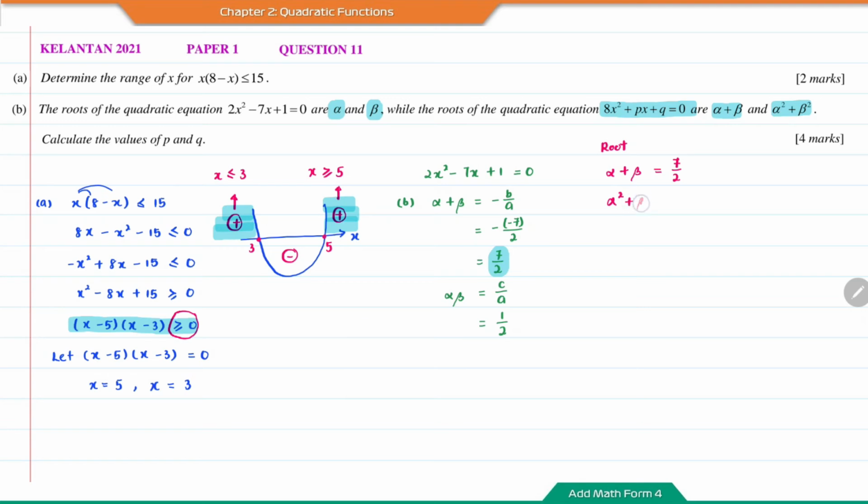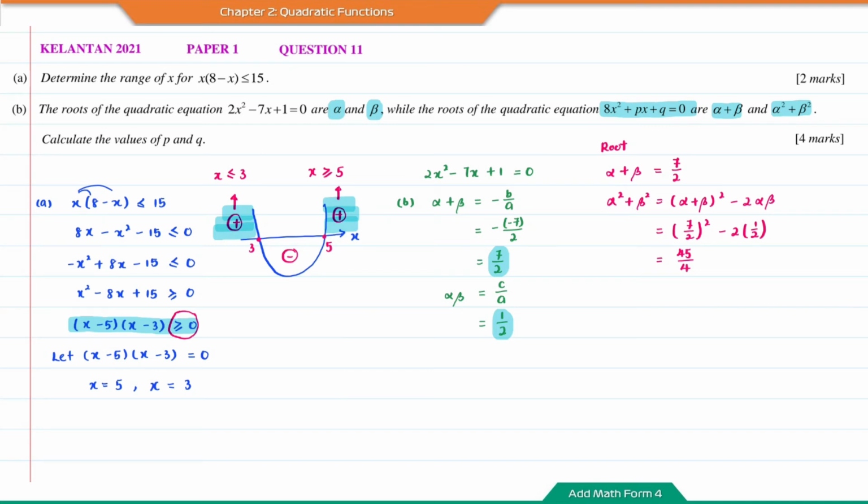Alpha squared plus beta squared is the same as bracket alpha plus beta squared minus 2 alpha beta. So alpha plus beta we know is equal to 7 over 2, and alpha beta is equal to 1 over 2. Solve this, you're going to get the answer of 45 over 4. That will be the value of alpha squared plus beta squared.